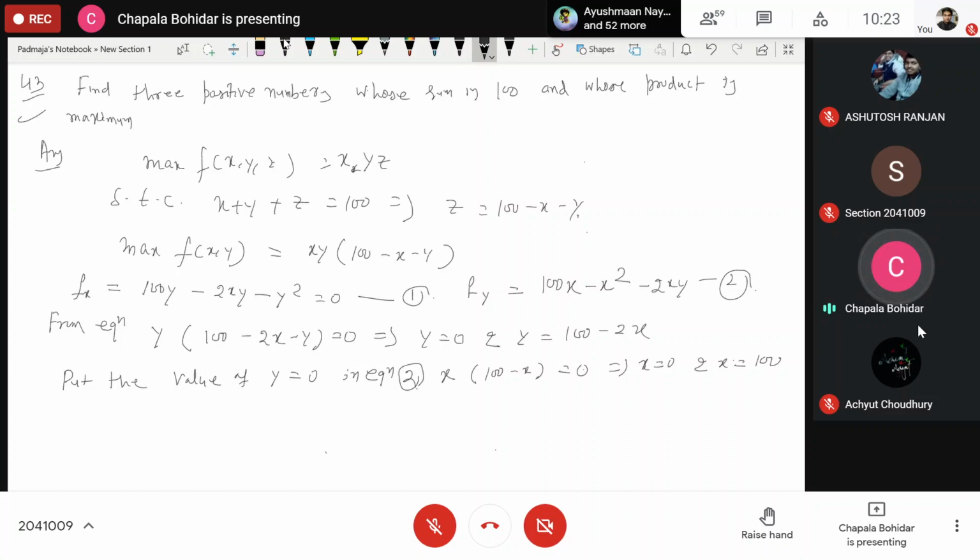So the critical point here, y is equal to 0. We find the critical point when I substitute y in equation 2. So I'll get x is equal to 0. So (0, 0) is one critical point. And x is equal to 100, that is (0, 100).